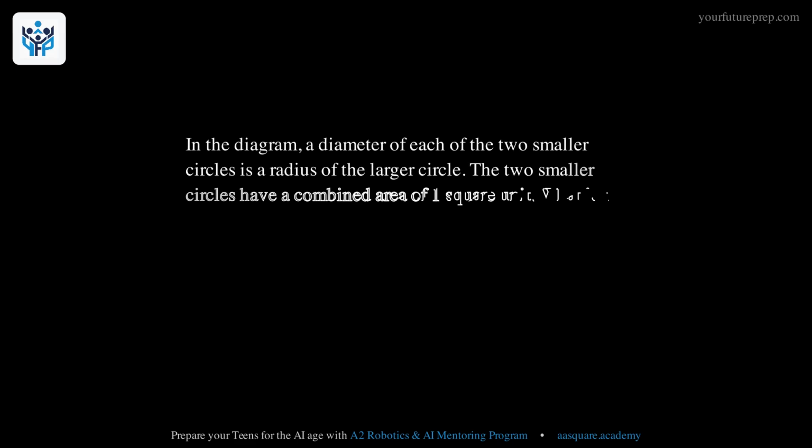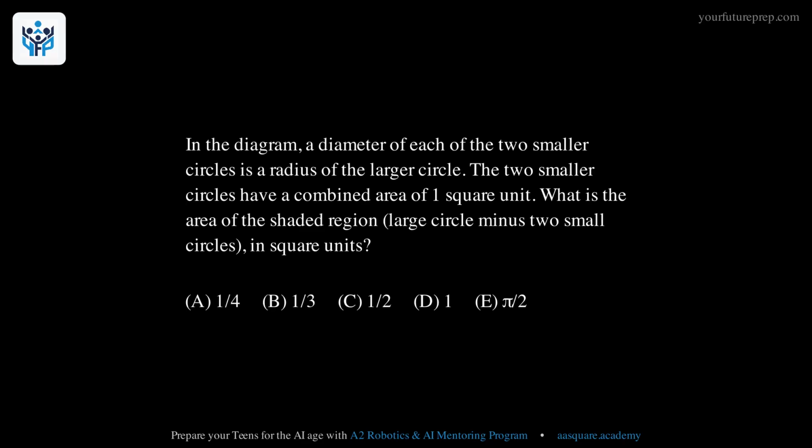Here's problem 15 from the 2018 AMC 8. In the diagram, a diameter of each of the two smaller circles is a radius of the larger circle. The two smaller circles have a combined area of 1 square unit. What is the area of the shaded region?